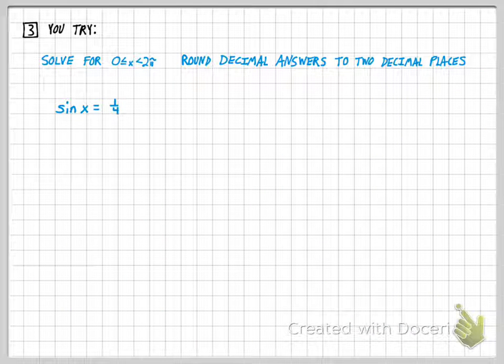Alright, let's have you do a U-try. You're going to think about all angles in one trip around the circle whose sine is 1/4. Take a minute, see if you can figure this one out.